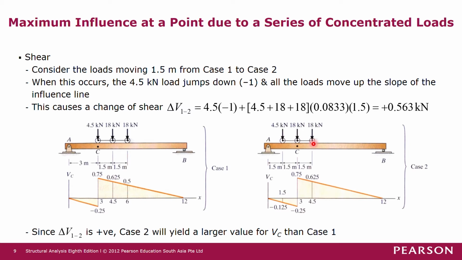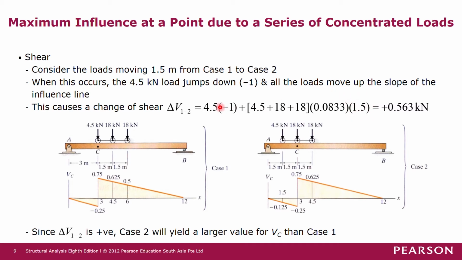Okay, so meaning that it moves by 1.5 meters as well. So in this case, it moves from this ordinate to this ordinate. So the change in shear force will be given by 18 multiplied by the change in shear force here. This is the force multiplied by the slope and then multiplied by the horizontal distance that the load has moved.